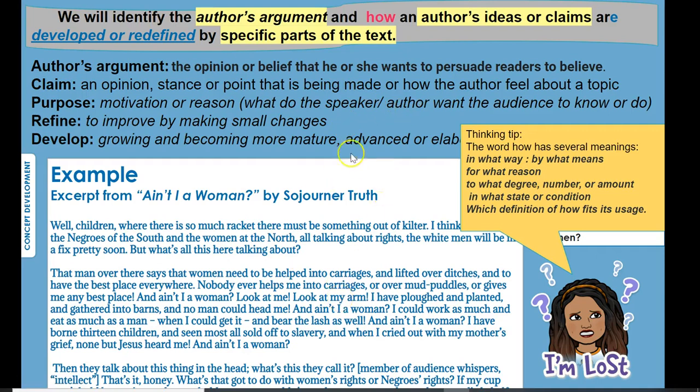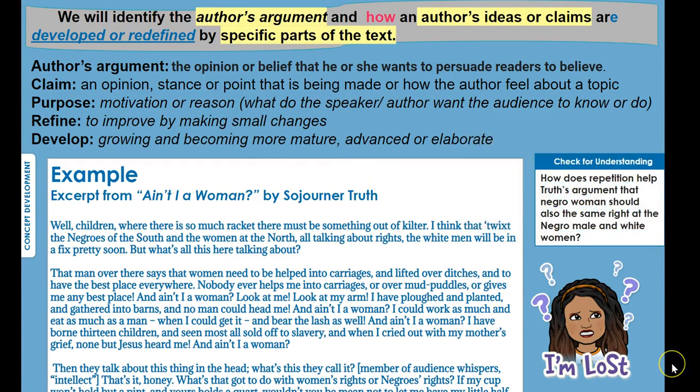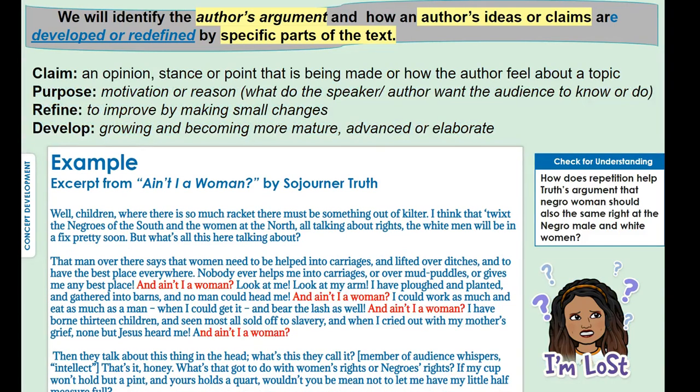All right, so you guys had an opportunity to read Ain't I a Woman? Or this excerpt. Remember, an excerpt is a smaller piece of a whole. One of the things that you may have noticed is the usage of repetition. We see that Truth keeps saying, Ain't I a woman?